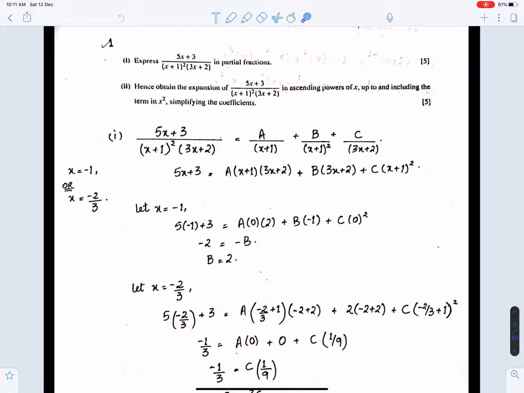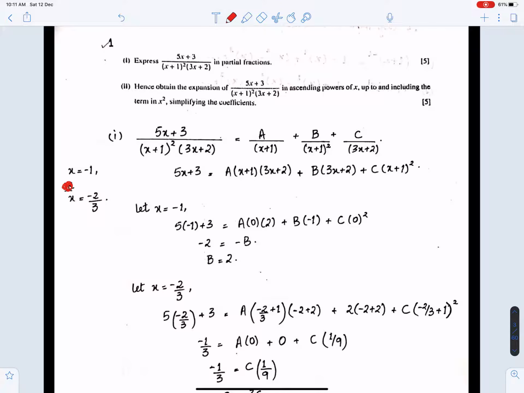And then you should find the values of x from the given factors. So from this factor, the value of x is -1. From this factor, the value of x is -2 upon 3. And now you need to substitute these values one by one into this equation, this one.